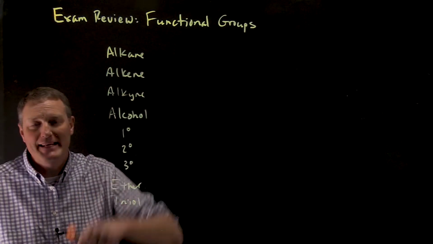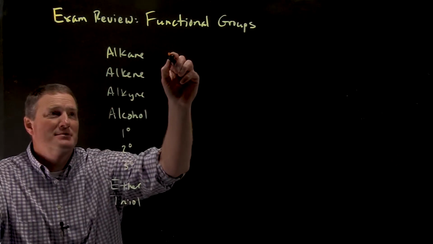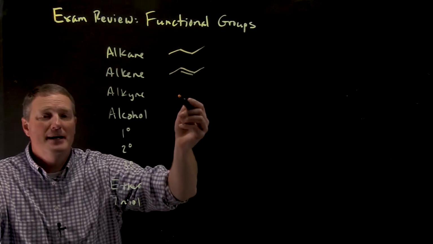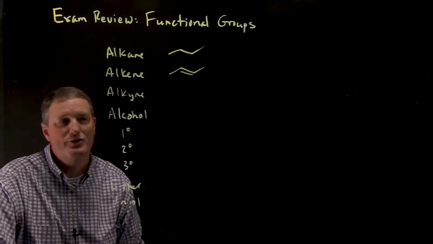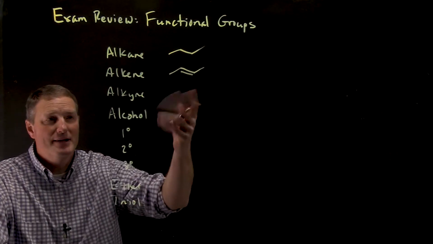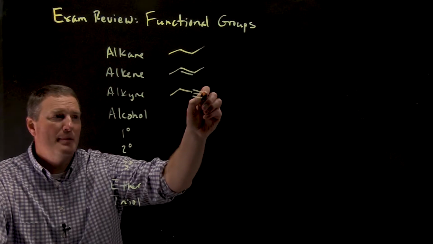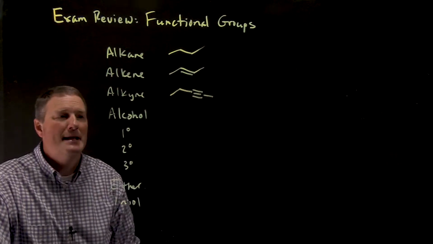We started back with alkanes. These are just saturated hydrocarbons like that. An alkene has a double bond. Recall those could be in either cis or trans, depending on the nature of the structure. An alkyne would have a triple bond in it, something like that.